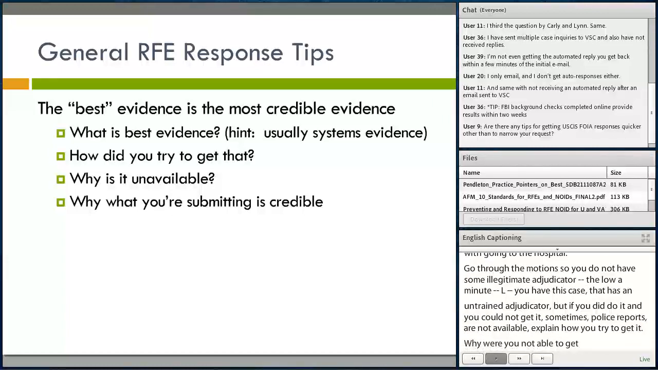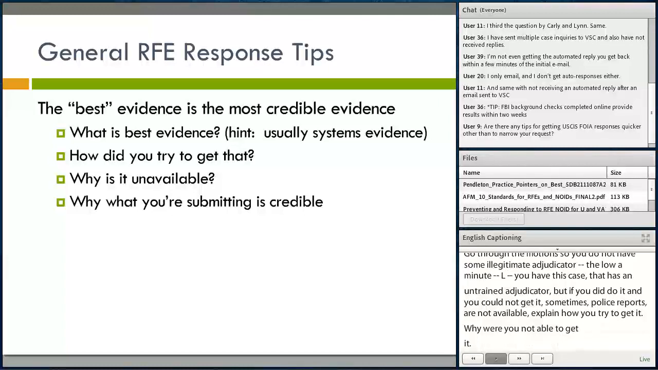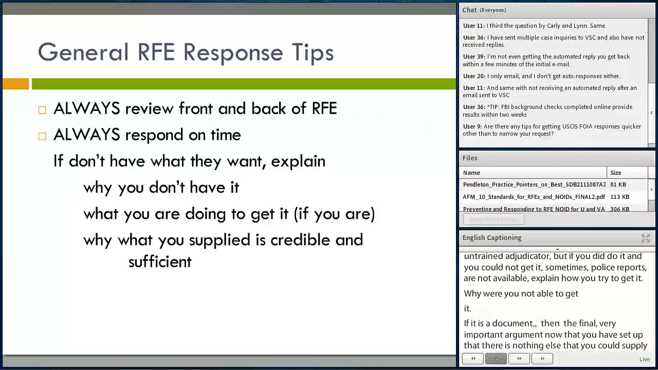And then the final really important argument, now that you've set up that there really is nothing else you can supply that they could ask for: this is why what you are supplying is credible, and why, put it all together, it meets the preponderance burden.